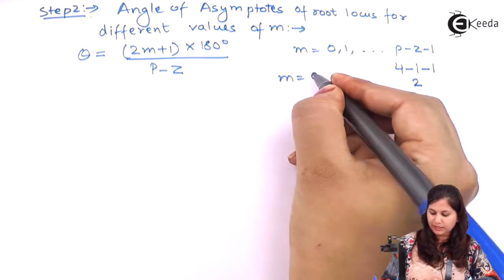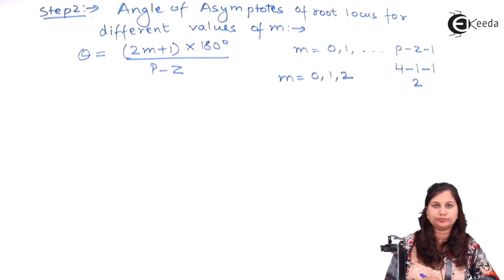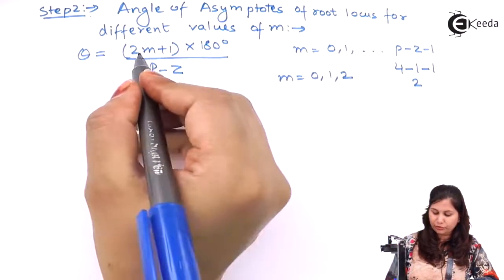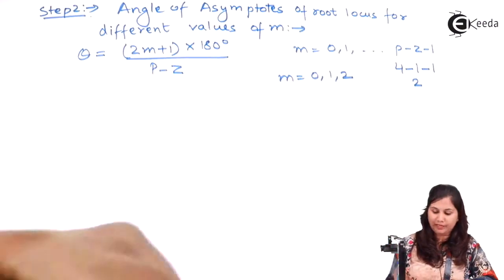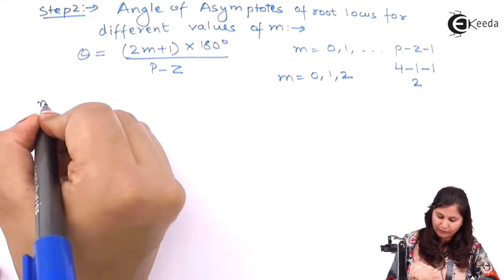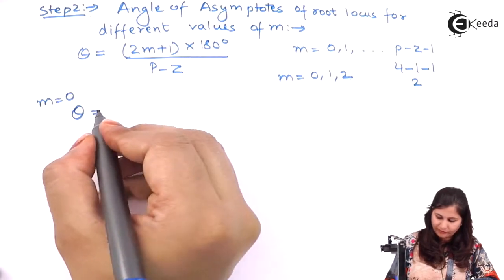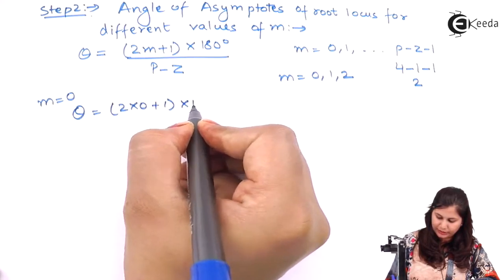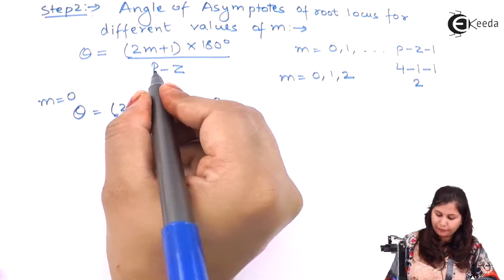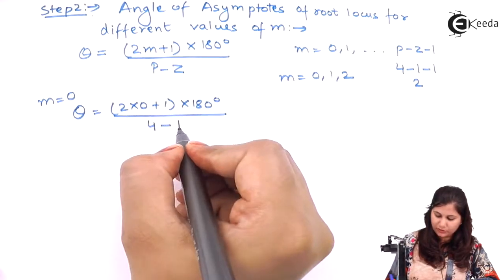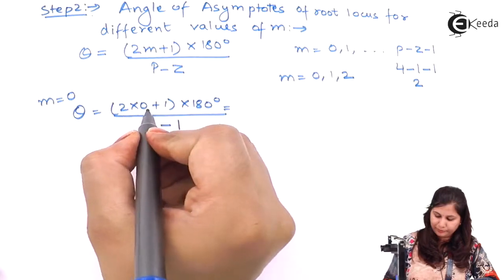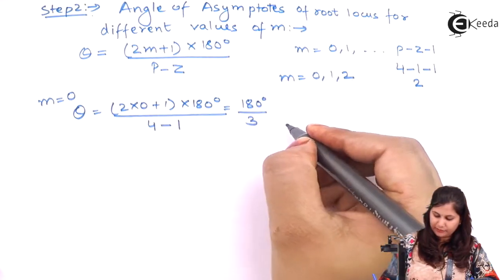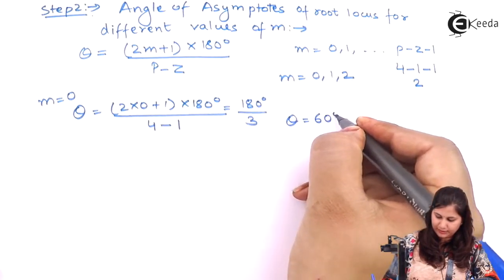So m will be 0, 1 and 2. Okay, up till 2 we have this value of m. Substitute the values and find out the values of theta. So for m equals to 0, we have theta equals to (2 into 0 plus 1) into 180 degrees upon number of poles we have 4, number of zeros we have 1. So it will be 180 degrees upon 3. So theta will be equals to 60 degrees.